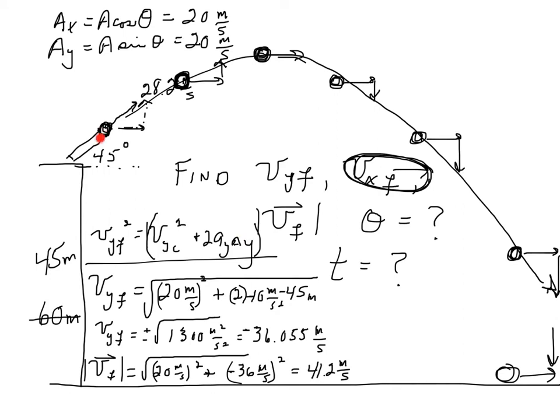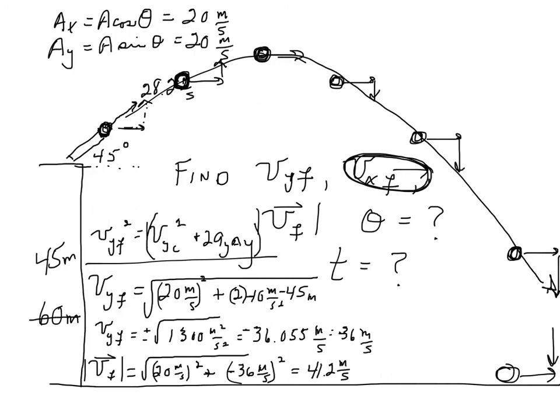It's going down. Here's where it starts. Here's where it ends. The change in y, the final position, is 0, and the initial position is plus 45. So this is a drop of 45 meters. That goes in there. When you do the math, you get 1,300 meters squared per second squared. You take the square root. It's plus or minus. Of course, we want the minus value because the y component is going down. And we can round this off for our purposes to negative 36 meters per second.